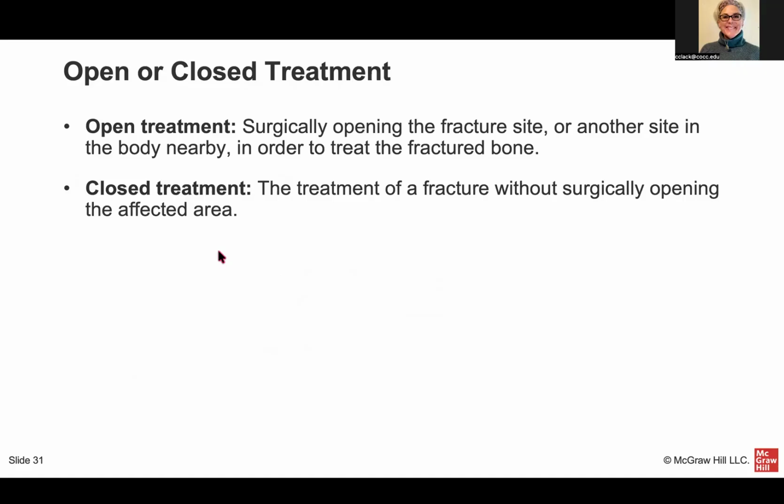Closed treatment means a fracture is treated without surgically opening the area. Now, the bone may or may not have broken through the skin, but closed treatment means the surgeon is not making an incision to access it. Percutaneous skeletal fixation is also an option, which is inserting pins or screws through small punctures. This is often guided by CT or by X-ray imaging, and it falls between open and closed. So an open fracture diagnosis with closed treatment is possible. A closed fracture diagnosis with open treatment also happens. So just pay attention to those little details.